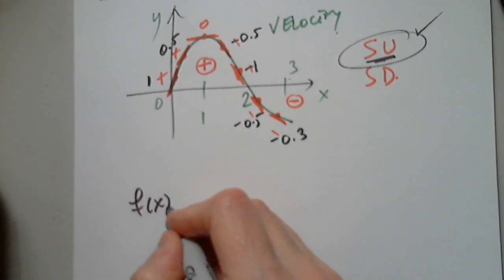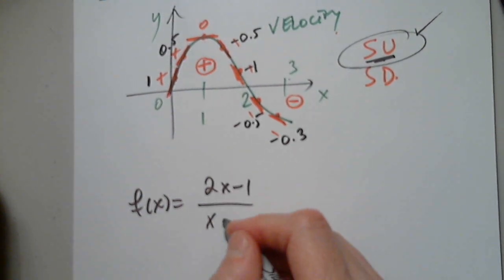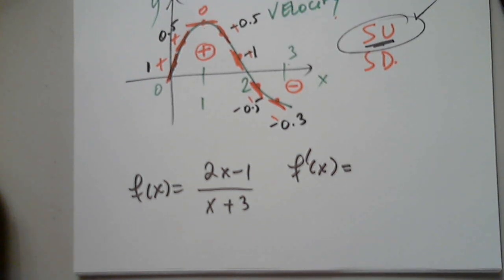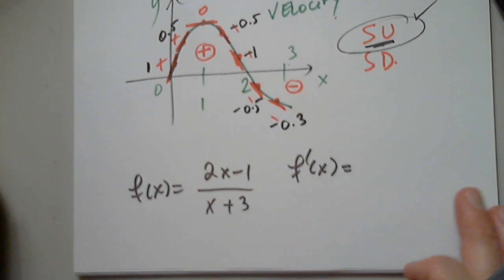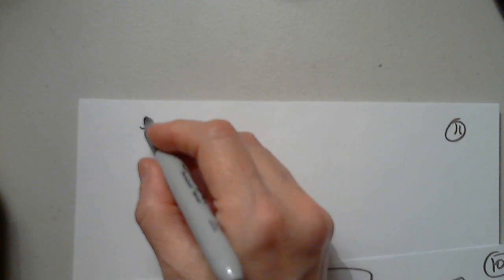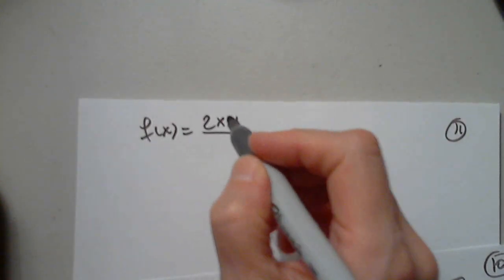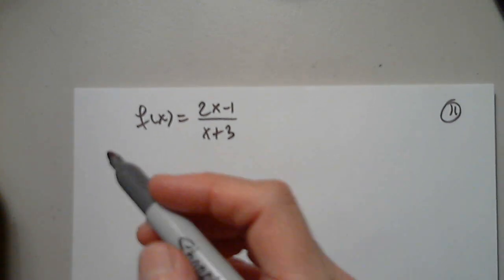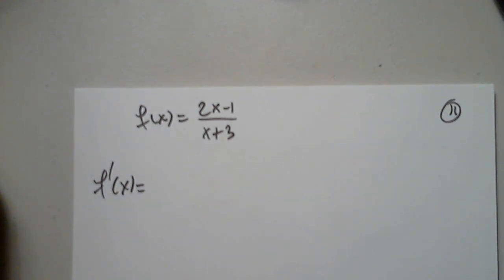Okay, so let's look at f of x equals 2x minus 1 over x plus 3. How do I find f prime of x using the definition? What do I have to write? To find f prime using the definition, what is the definition of the derivative?